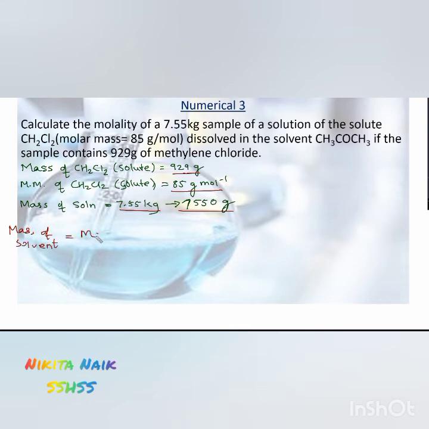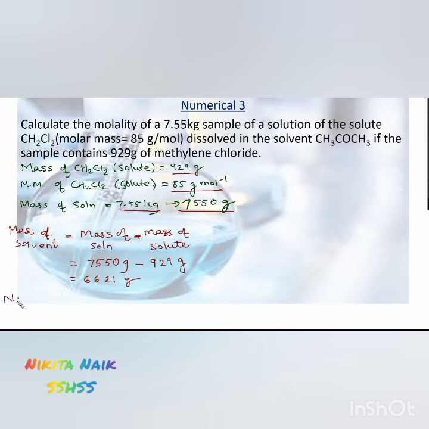So here we can find out mass of solvent, it will be equal to mass of solution minus mass of solute. Now mass of solution is equal to 7550 gram and mass of solute is equal to 929 gram, which is giving us the answer 6621 gram. So we got mass of solvent over here.